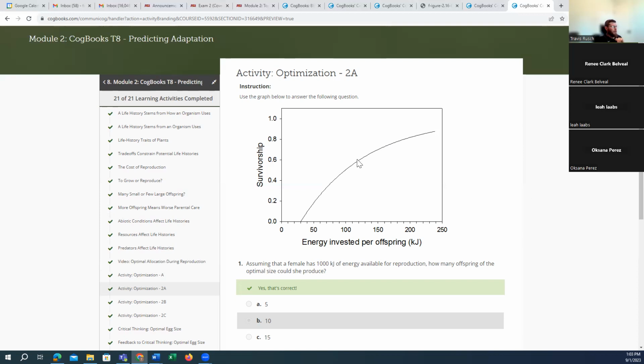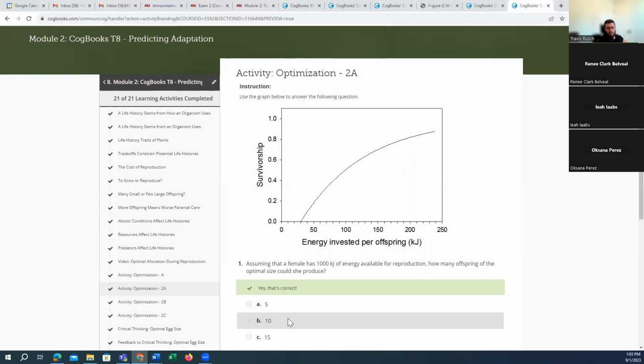So what we need to do here is find that inflection point. It's going to be somewhere in here where the curve really starts to shift. And where it shifts, we use the x-axis. So we find that inflection point, we draw our invisible line or a real line down, and that's about 100. That's the energy invested per individual offspring. And if she has 1,000 total available, we take that 1,000 and divide it by that 100. And that's where we get the number 10.